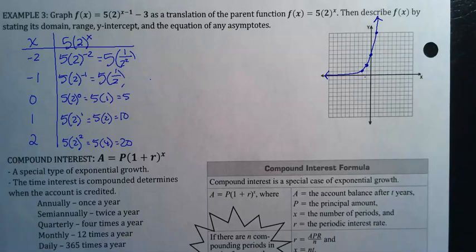Hopefully you've got that all down. And then we're going to do our next one. So we have 5 times 2 to the x minus 1 minus 3 power.